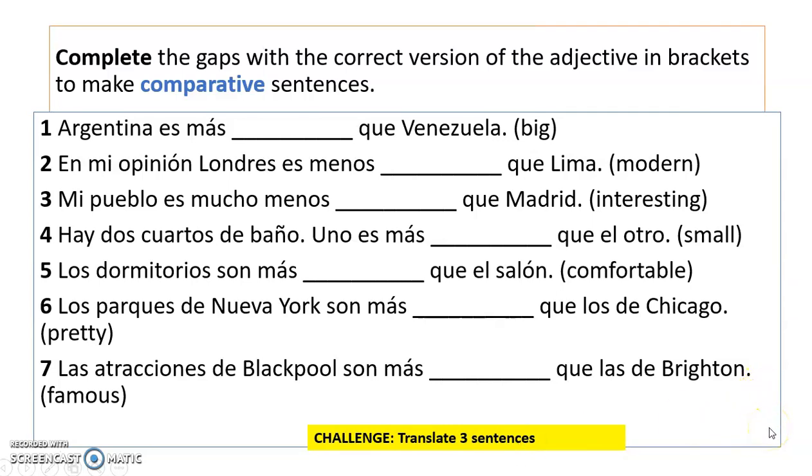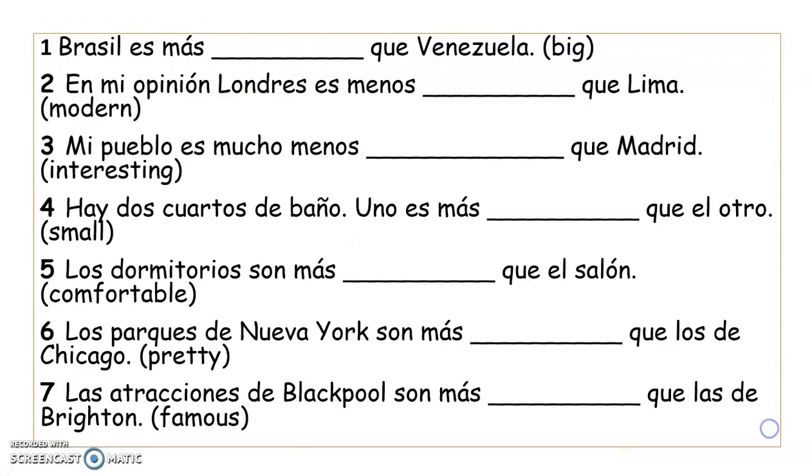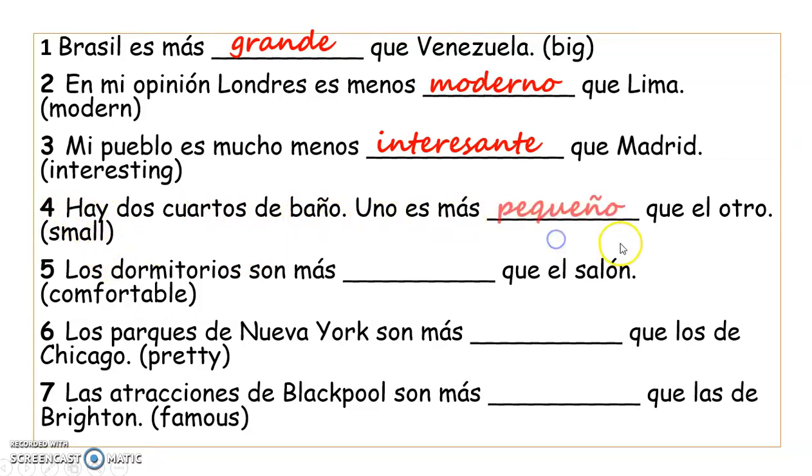Okay, as an example, let's see 1. Argentina es más grande que Venezuela. Number 2, en mi opinión, Londres es menos moderno que Lima. 3, mi pueblo es mucho menos interesante que Madrid. My village is less interesting than Madrid. 4, hay 2 cuartos de baño, uno es más pequeño que el otro. There's 2 bathrooms, one is smaller than the other.